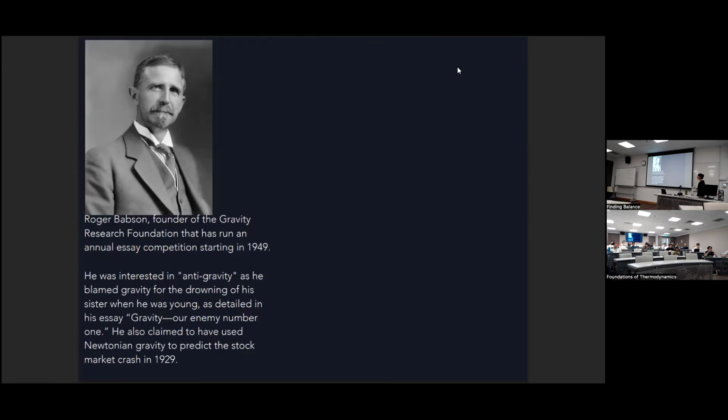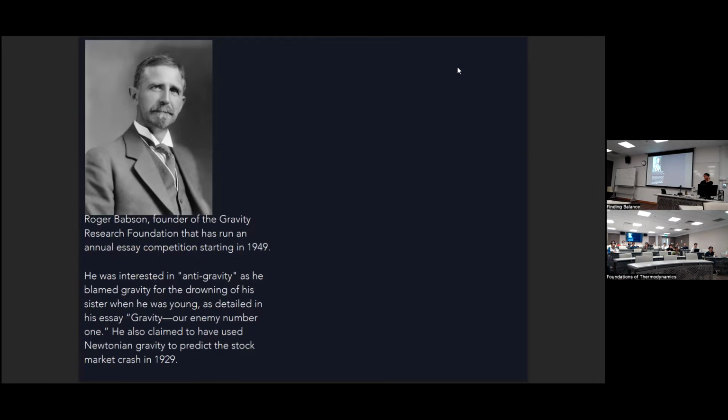The first one is Roger Babson, who ends up being the founder of the Gravity Research Foundation, which has run an annual essay competition starting in 1949. And in 1949, the prize for the essay competition was about equivalent to the annual salary of a physics postdoc. So it's actually a pretty significant amount of money that they were winning. And this essay competition is lasting today. They're still announcing winners today.